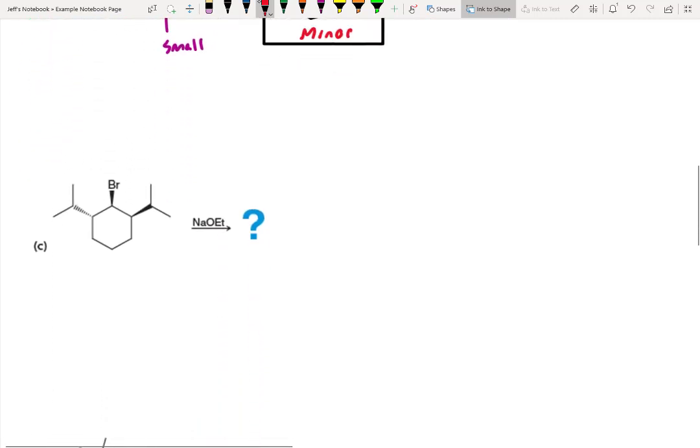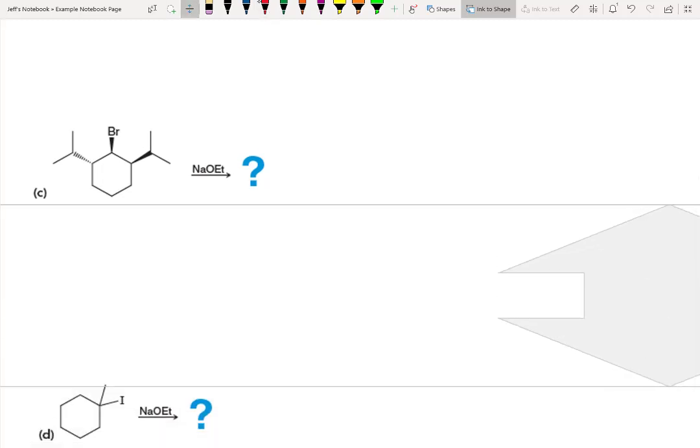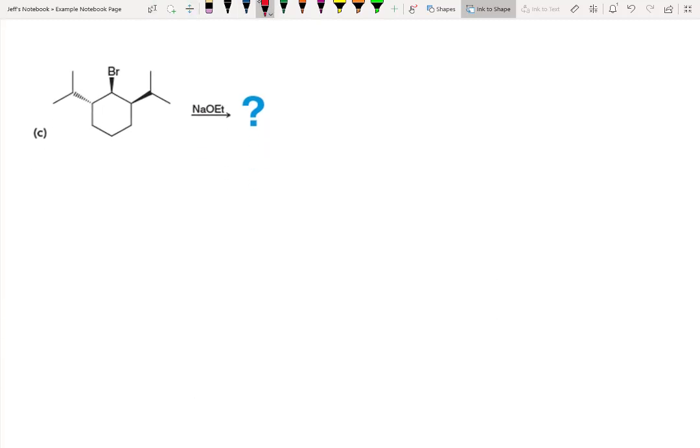All right, next one. If we look at the next one, we want to do the same thing. We'd say we've got an alpha proton here, got beta, and then beta. Now we need to look for beta protons. Okay, so off of those beta carbons, we've got a beta proton right here. That must be a wedge because the isopropyl group's a dash. And then for the other beta proton, it must be a dash because the isopropyl group is a wedge.